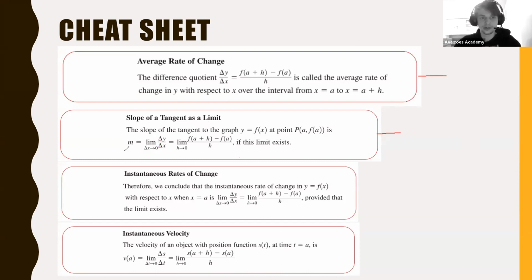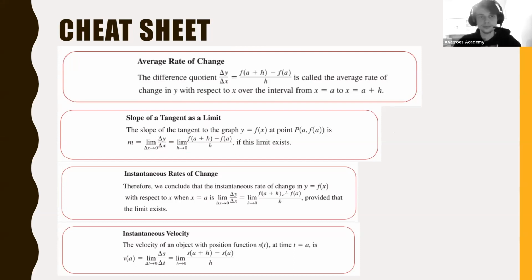I would read this equation as m, or slope or rate of change, is equal to the limit, as delta x travels to 0, of delta y over delta x. And the next line is the limit as h travels to 0 of the function at the point a plus h, subtract the function at point a, divided by h.